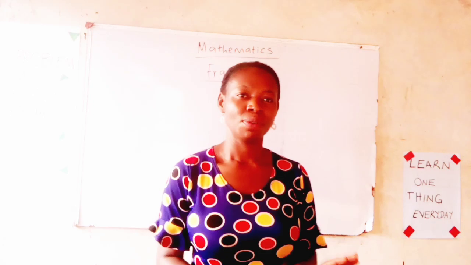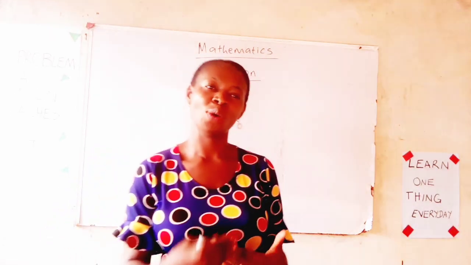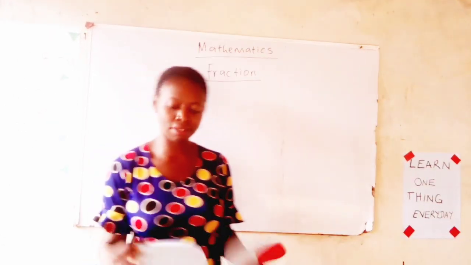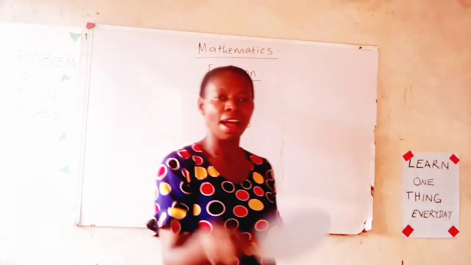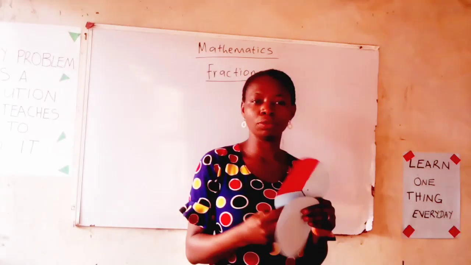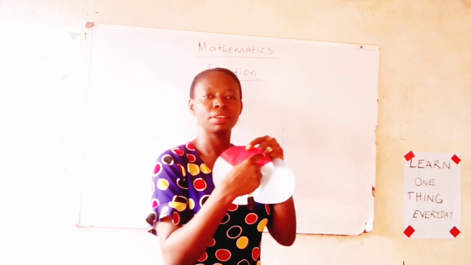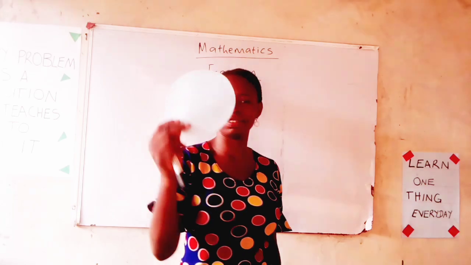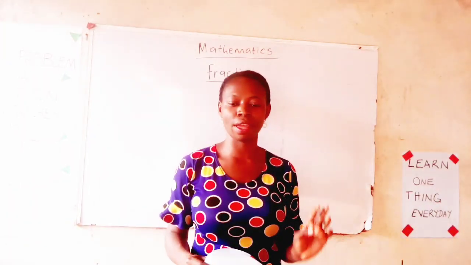Fraction. What is fraction? Fraction is a part of a whole. You can see this. This is a whole, a circle that is not divided. And I have it now divided into 3. I want to cut off this part. If I cut off this part, that becomes a part, that is fraction. But when it's like this, not divided, that is a whole. So fraction means a part of a whole.